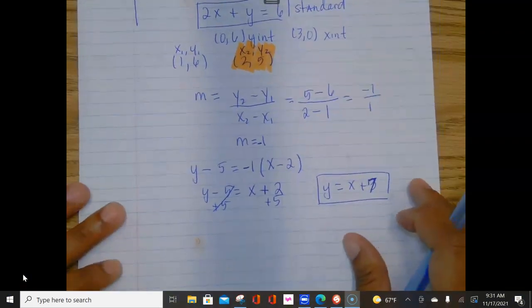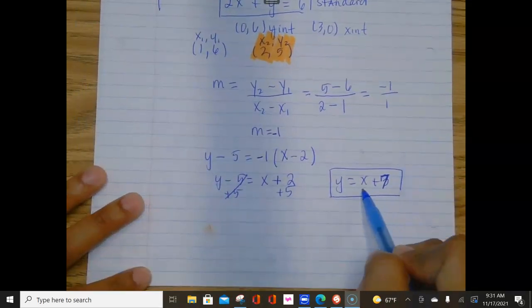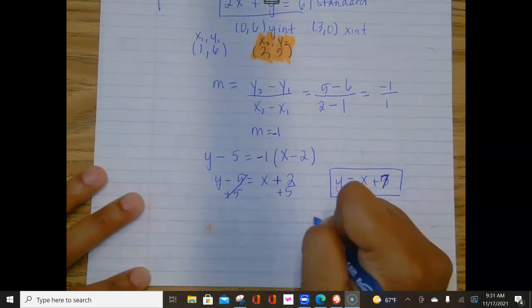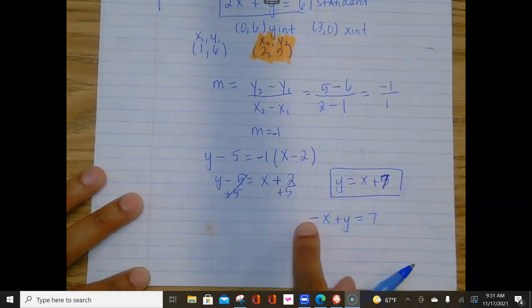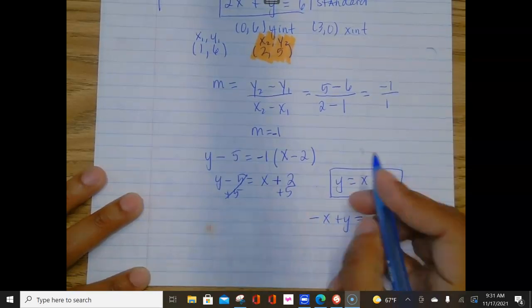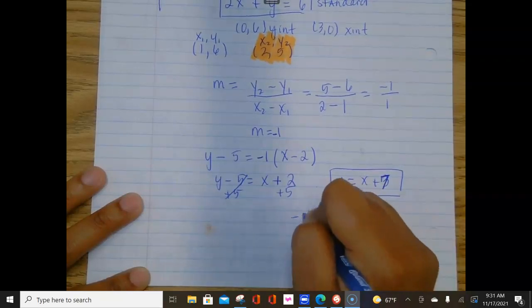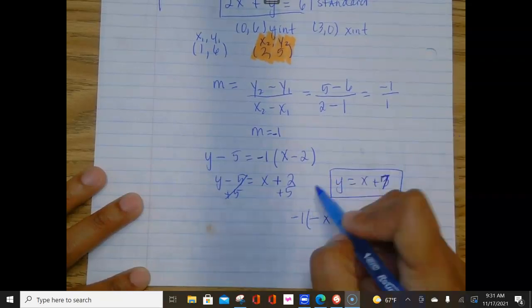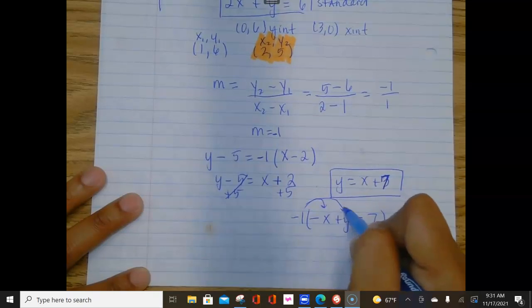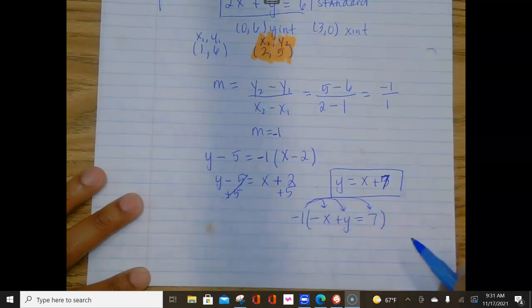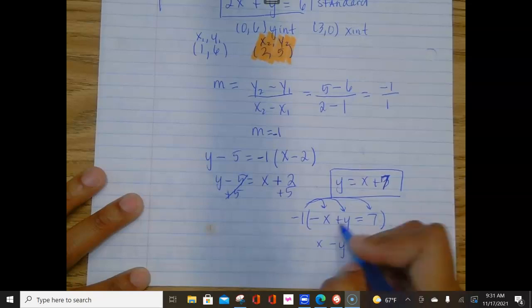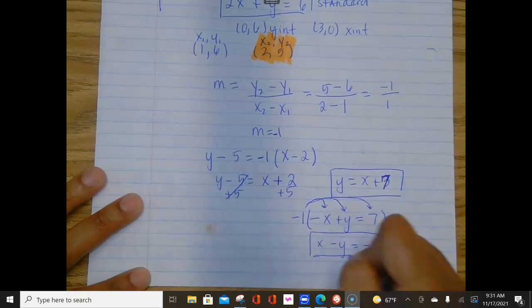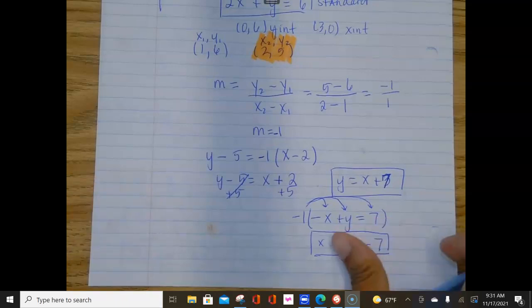And so again, if you wanted to put this in standard form, then of course you would move the x term over to the left side, and then you would have negative x plus y is equal to 7. But remember that you do not want a negative on your a value, so you have to multiply the entire equation by negative 1. So once you distribute the negative 1 to each term, the final answer in standard form would be x minus y is equal to negative 7. So this is the answer in standard form. All right, so now let's move to another one.